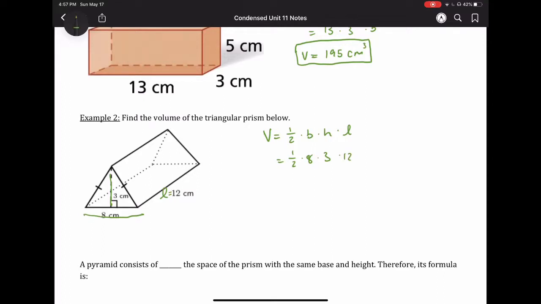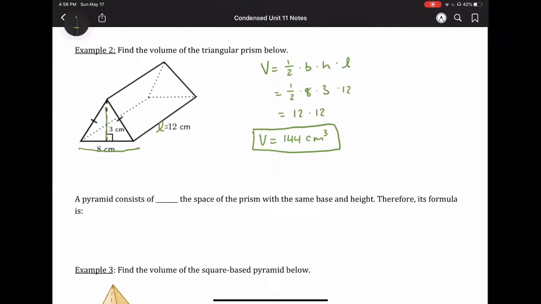When I multiply the area of the base together, 8 divided by 2 is equal to 4. 4 times 3 is equal to 12, so I end up with 12 times 12. 12 times 12 is equal to 144, so my volume is equal to 144 centimeters cubed, or 144 cubic centimeters. All right, so those are 2 examples of how prisms work. Find the area of the base, multiply it by the height.